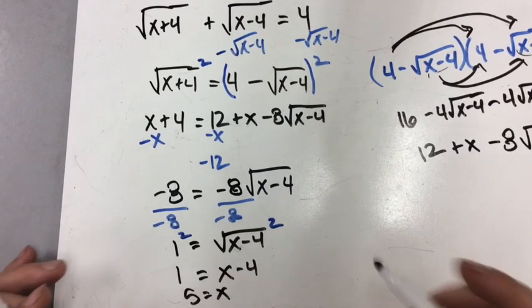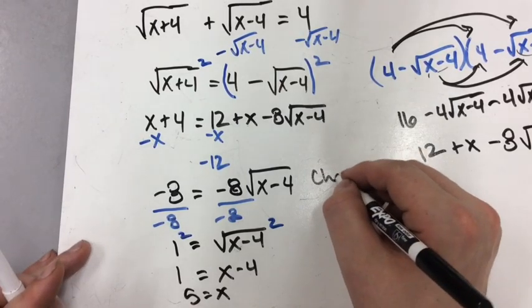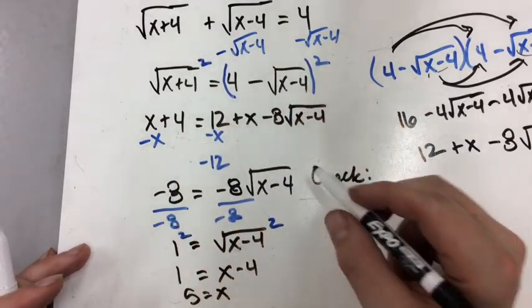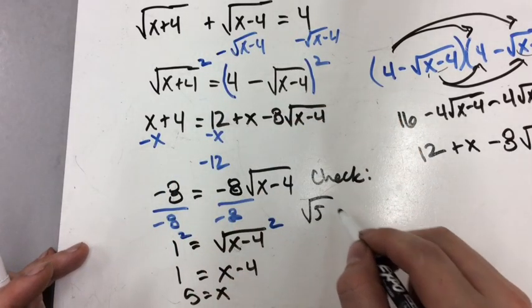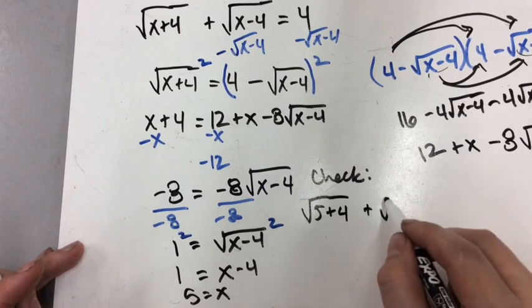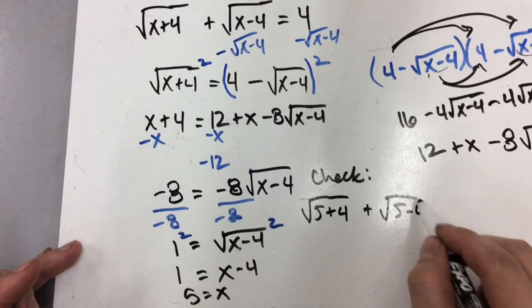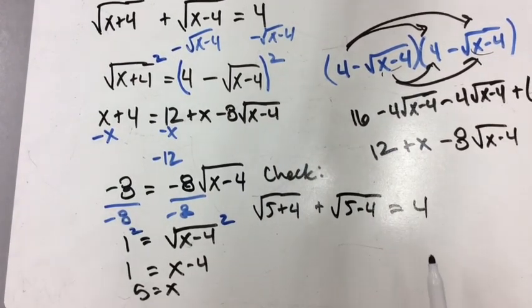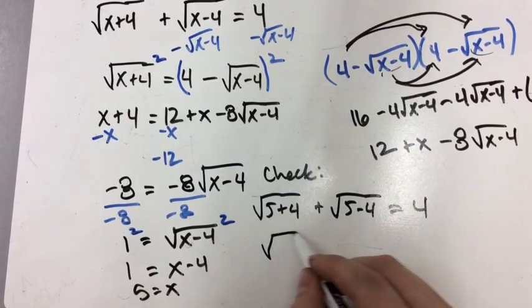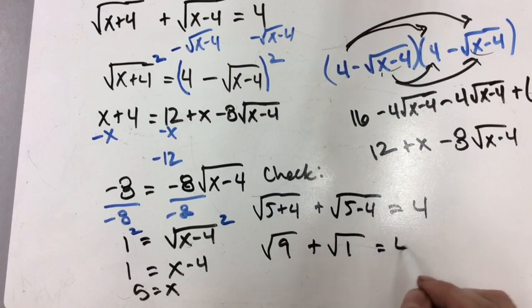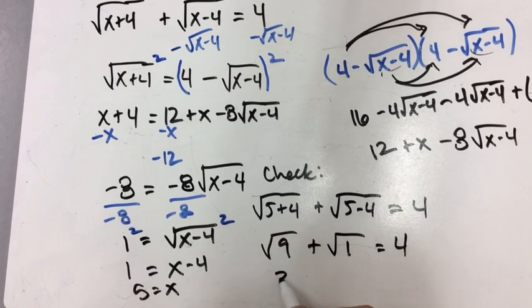Once again, we have to check to make sure that this is true. So I'm going to plug into my original equation. I'm going to have the square root of 5 plus 4 plus the square root of 5 minus 4, and supposedly this should all equal 4. Let's see. 5 plus 4 is 9. 5 minus 4 is 1. The square root of 9 is 3. The square root of 1 is 1.